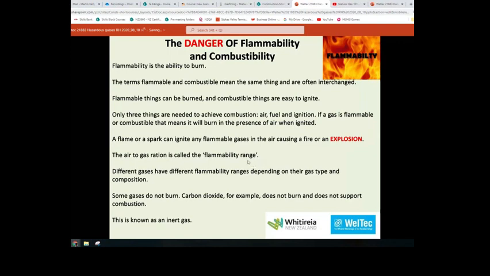For example, natural gas is approximately 5 to 15% gas in air, and LPG is about 2 to 10% gas in air. Acetylene is about 2 to 80%. It's got a really wide range, might even be less than 2. So different gases have different flammability ranges, making them more or less explosive than others. But if we think there is a gas leak, we have to presume that it is potentially within its flammability range, because we won't know. So we need to treat it as if it is.